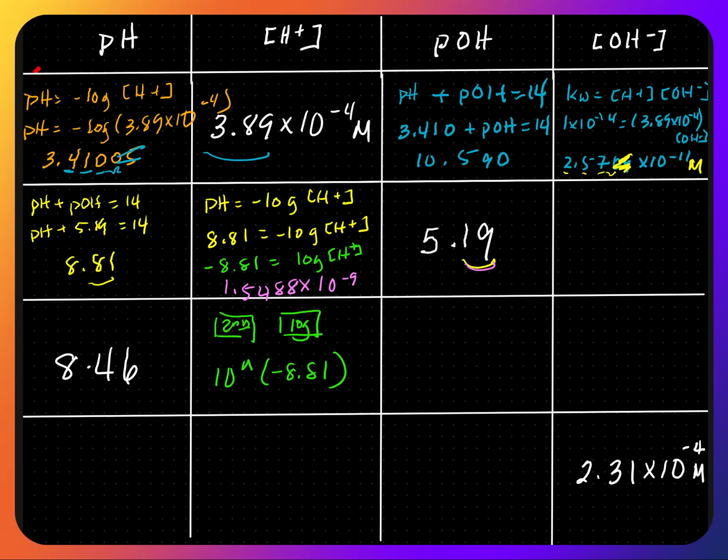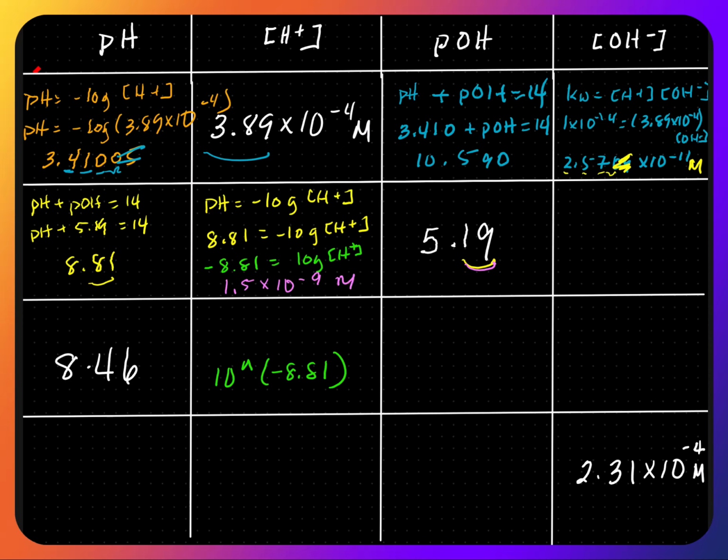This has 2 sig figs. I need 2 in my answer. Since this is not pH or pOH, we count sig figs as we did before. So 1, 2, 1 to the right. The 5 stays. So this becomes 1.5 times 10 to the negative 9. And since this is concentration, it has units of molar.